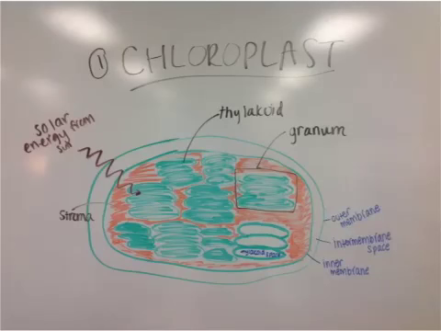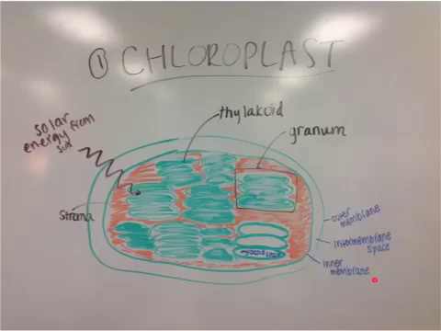So photosynthesis takes place in plant cells, and specifically, plant cells have mesophyll cells, and each mesophyll cell has about 30 to 40 chloroplasts. So this here is a chloroplast. It has the outer membrane, the intermembrane space, and the inner membrane. In the inner membrane are the granum, the thylakoid, and the stroma.